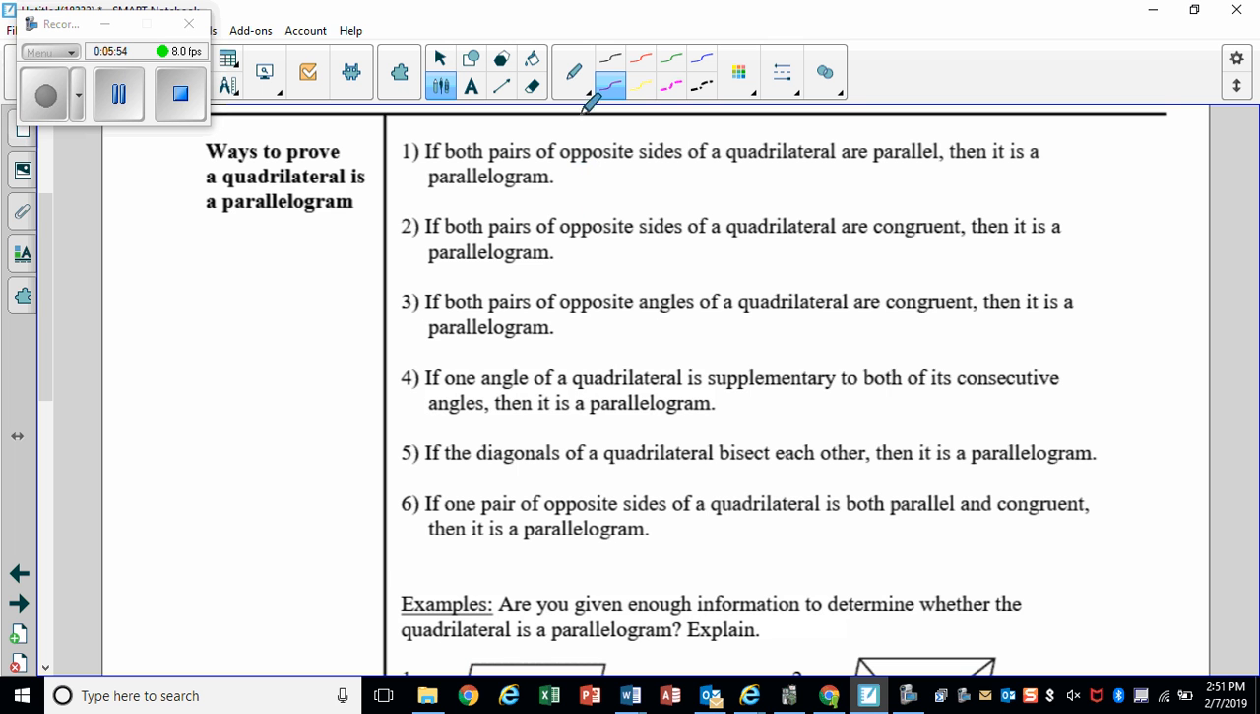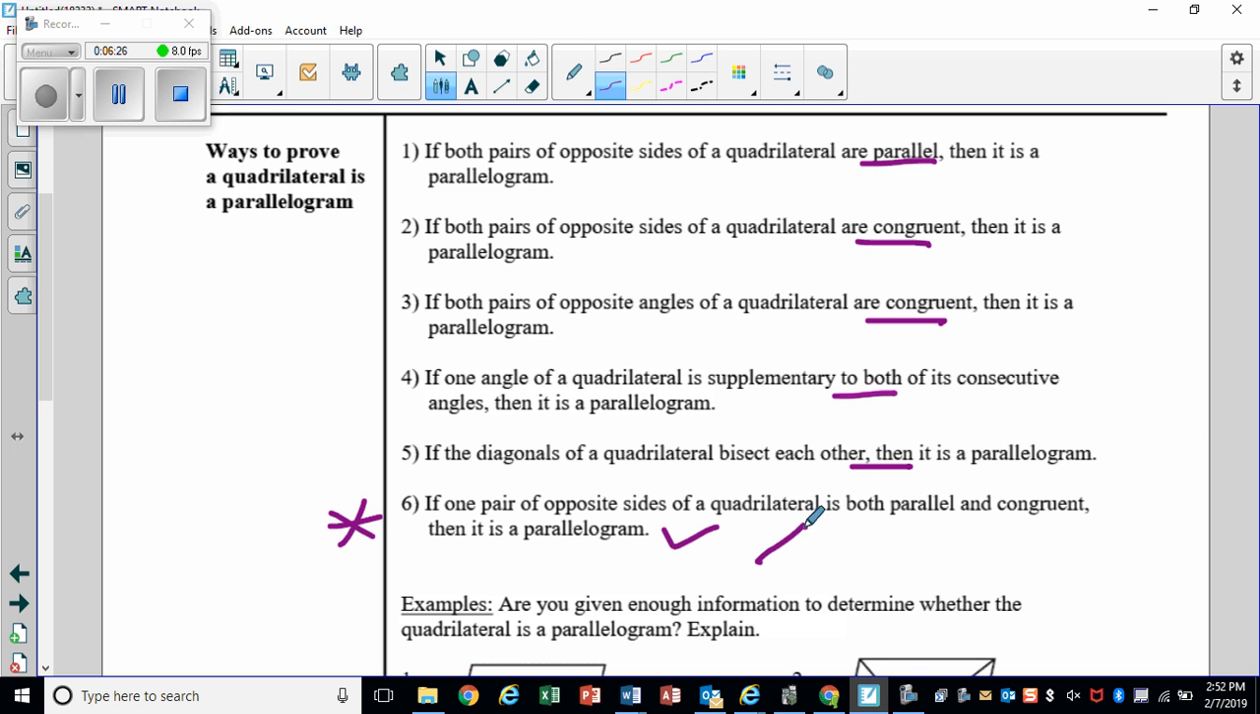It has to satisfy one of the 5, and we have one more additional. So the 5 I just listed, which is both pairs are going to be parallel, both opposite pairs are going to be congruent, the opposite angles are congruent, the consecutive angles would be supplementary, and they bisect each other. But number 6 is unique because if I have one pair of opposite sides of a quadrilateral that is both parallel and congruent, then it's going to be a parallelogram.